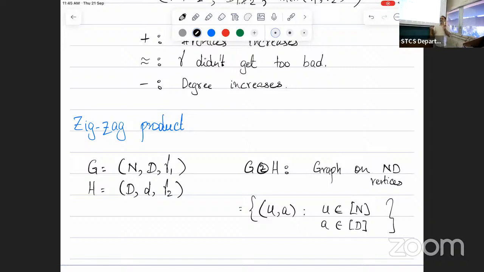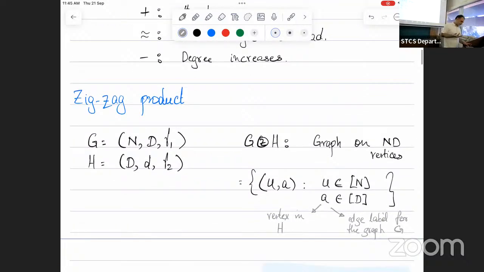There are situations where it will be convenient for me to think of this A as either a vertex in the graph H, or I might also think of this as an edge label for the graph G. By an edge label, what I mean is, imagine being on a vertex, it has D spokes going out, D edges going out, and you can think of A as indexing one of them. And these two different perspectives are going to be quite helpful.